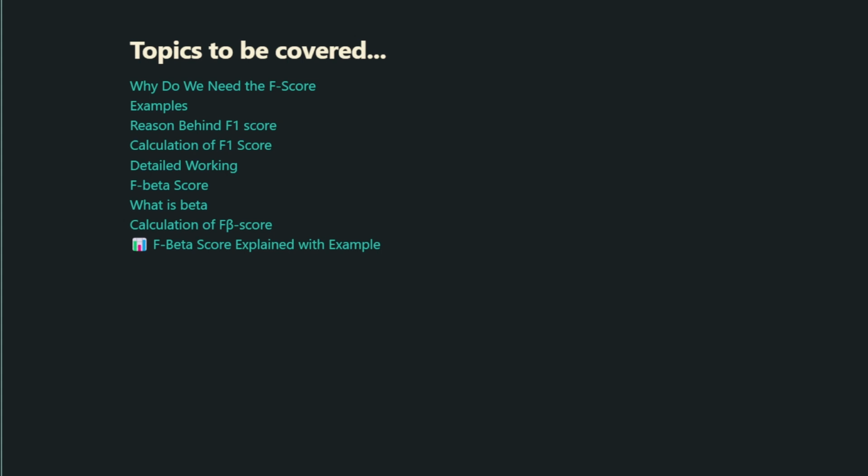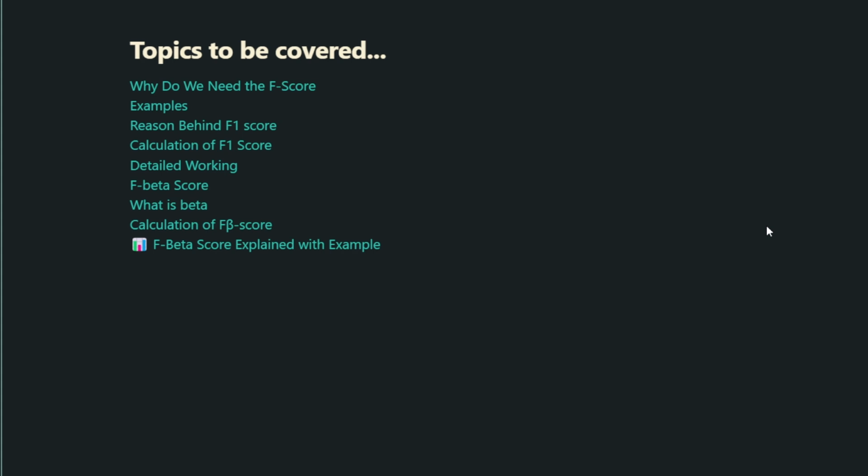Hey everyone, welcome back. In today's session, we are diving into one of the most important concepts in machine learning evaluation, the F score. We will cover why we need the F score, go through some examples, understand the reason behind the F1 score, learn how to calculate it step by step, and even explore the F beta score along with what beta actually means. By the end, we will also work through a detailed example so that the whole concept becomes crystal clear.